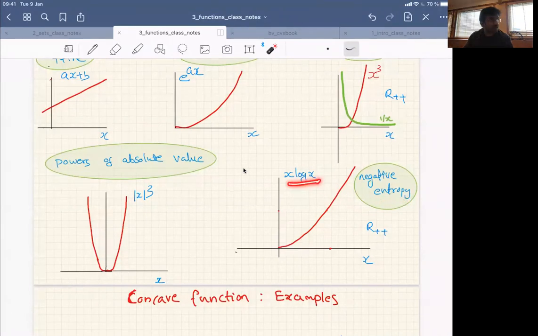Another important thing is negative entropy, x log x. You might have studied in information theory or some other course what an entropy is. It has some form like this, minus x log x. So negative entropy will be without this minus sign. So that will have a shape like this, which is again convex. So then that means entropy is a concave function, right? Is there a sign minus? Yeah.